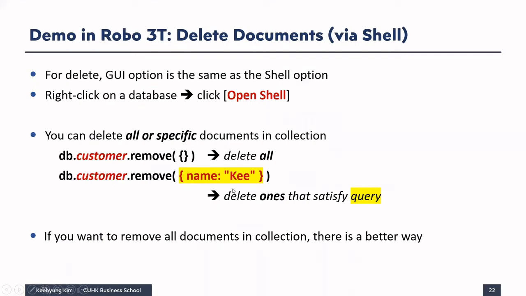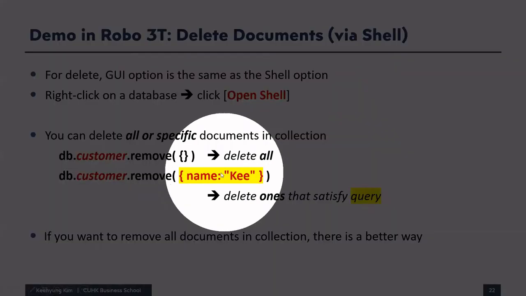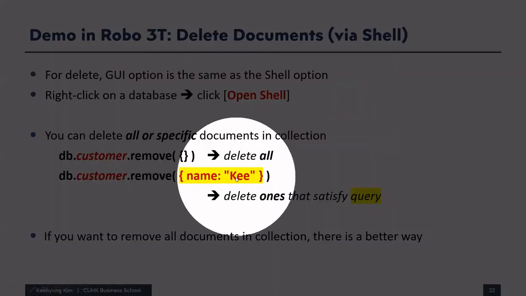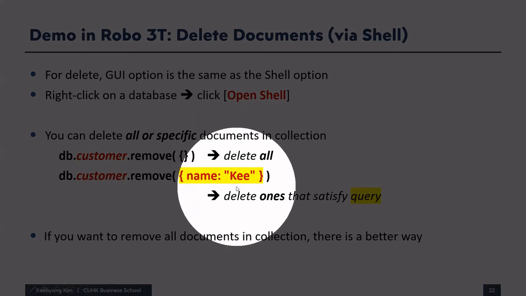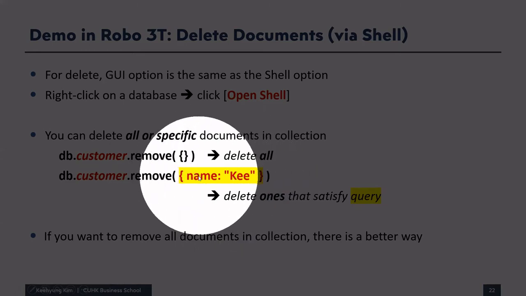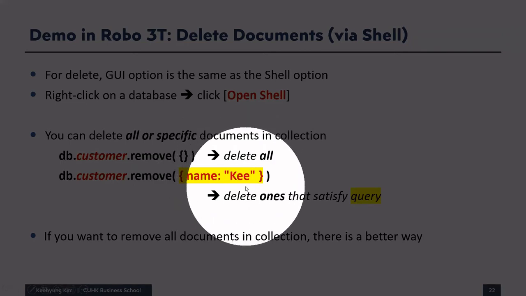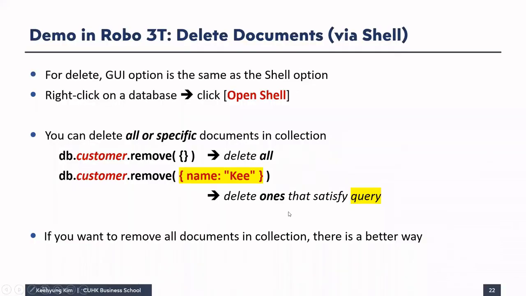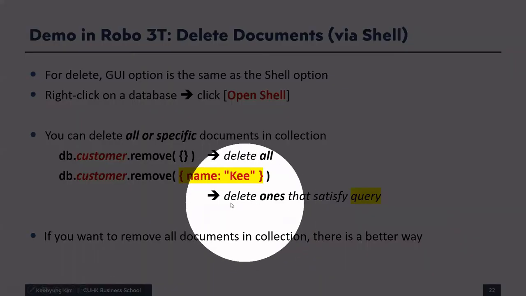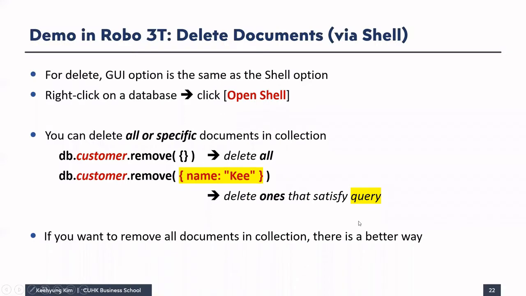to delete. As an example here, if we want to delete documents with the name field, and if the name field contains the value key, we want to delete those documents, then you can specify field name and value key like this. Then this second code will delete all the documents that satisfy what you specify here, which is the query. And how to utilize a query, we are going to talk more about in the second half of today's class.